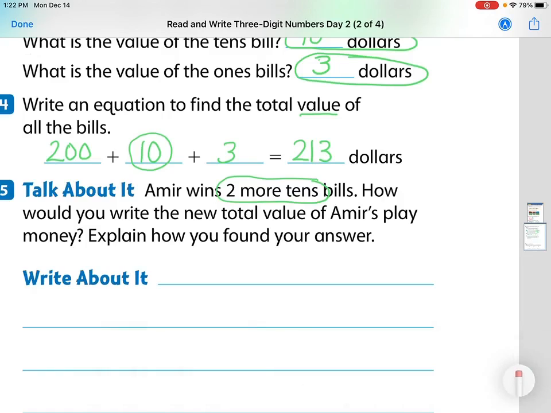Explain how you found your answer. This is where you're going to write some sentences about how you found the answer when you added 2 more tens bills to what we had before. Remember, a good way to start out would be to talk about how we made a new place value chart and put our numbers in there. So pause the video and write out your explanation of how we solved that problem and what the new value is. Go ahead and pause the video and start writing.